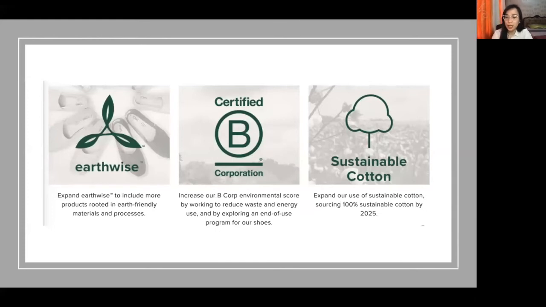Now, they did not stop there. Okay, na bawat benta namin, may bibigay kami dun sa mga bata. Hindi lang sila huminto dun. Another thing that they looked at was sourcing the raw materials that they use para dun sa mga sapatos na ginagawa nila. They plan to make everything cotton, sustainable cotton by 2025, 100% sustainable cotton by 2025.